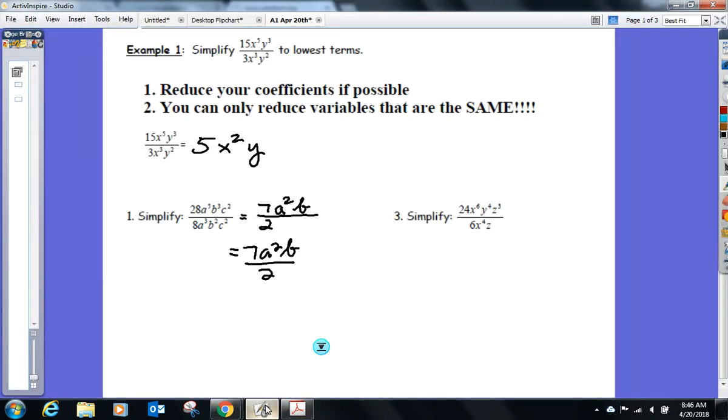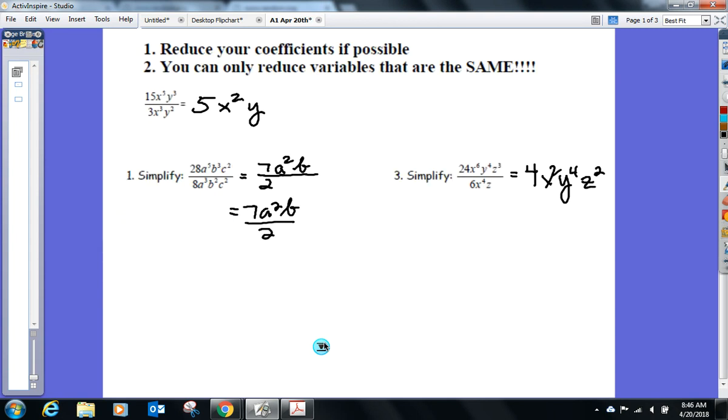How about the next one? 24 over 6. Here we go. 4. x to the 6th over x to the 4th is x squared. What happened with the y to the 4th there? It stays, because there's nothing on the bottom. So y to the 4th, and what about the z's? z squared, and there's nothing to put in the denominator. Don't flip over yet, I'm not done.